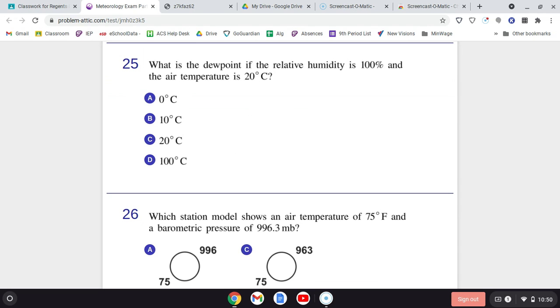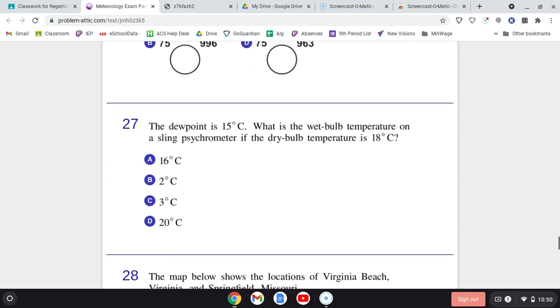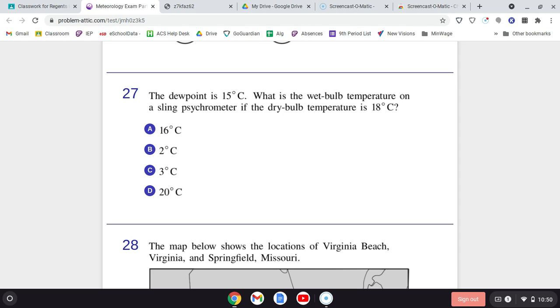Are you on that one? Are you done with number 26? Are you set with 26? Okay. 27. The dew point is 15. They gave us the dew point. And what is the wet bulb temperature on a sling psychrometer if the dry bulb temp is 18? So they already told us the dew point was 15, and the dry bulb was 18. So they want to know what the wet bulb temperature is.